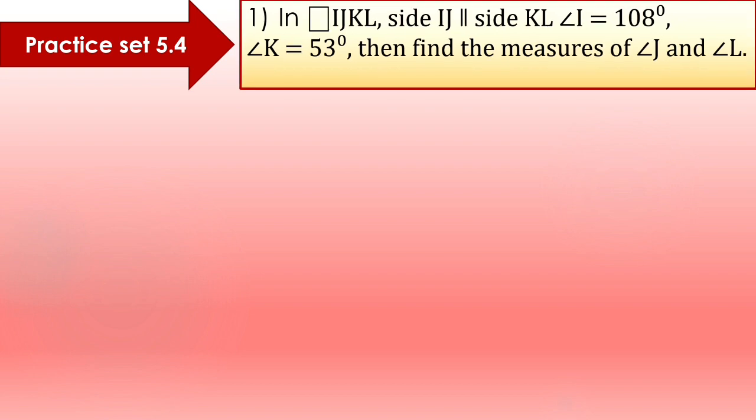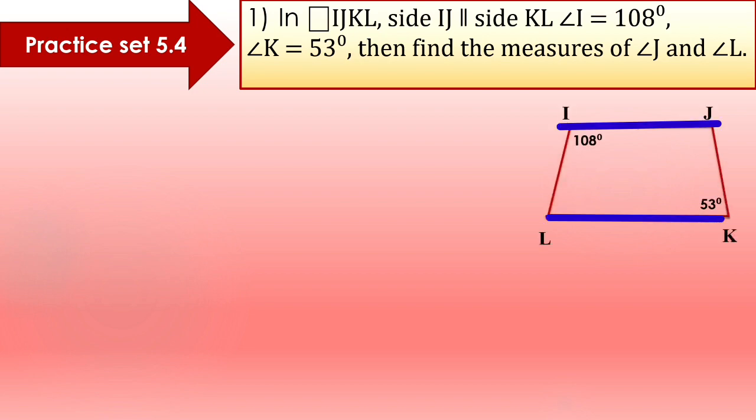Now, let's start the practice set number 5.4. Question number 1 is given. In quadrilateral IJKL, side IJ is parallel to side KL. Angle I is given 108 degree. Angle K is given 53 degree. Then find the measure of angle J and angle L.